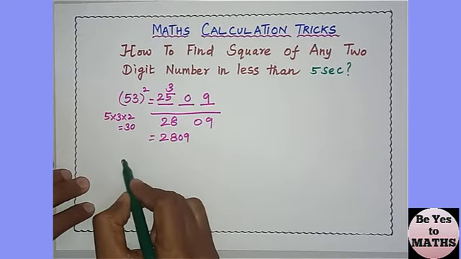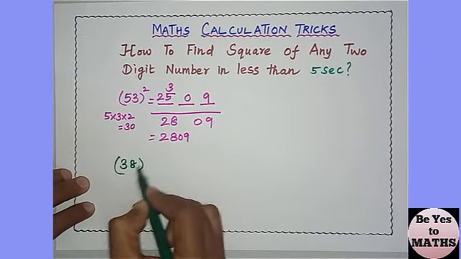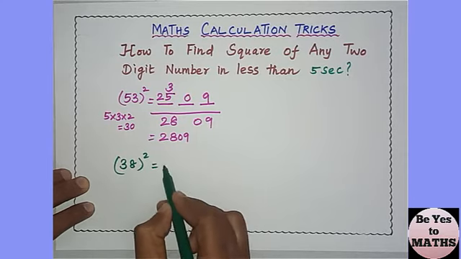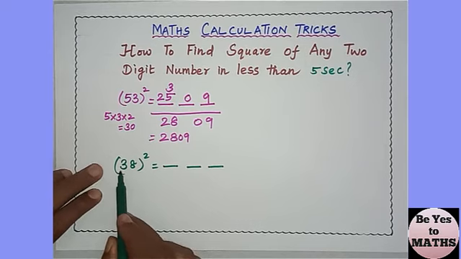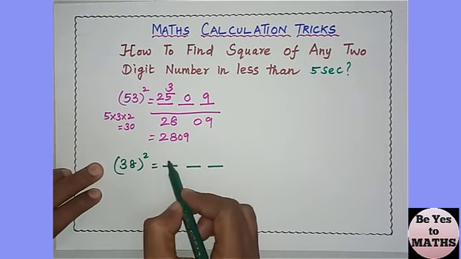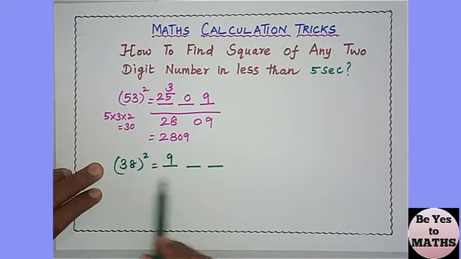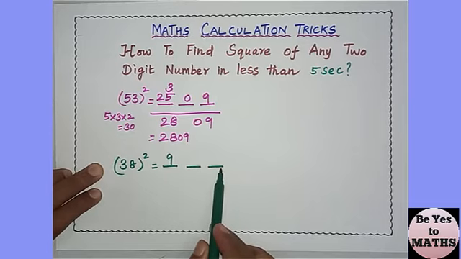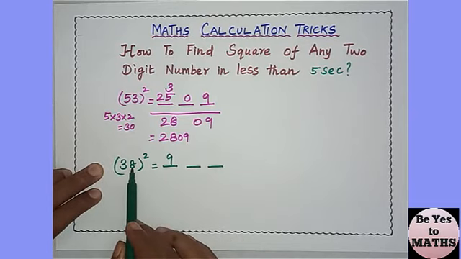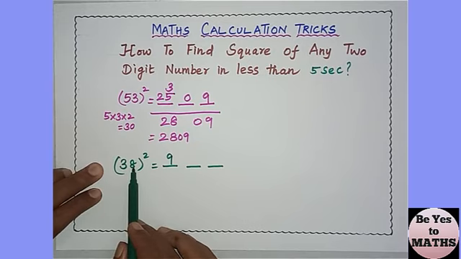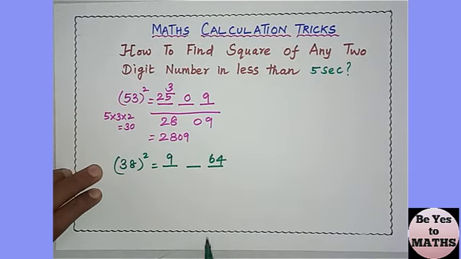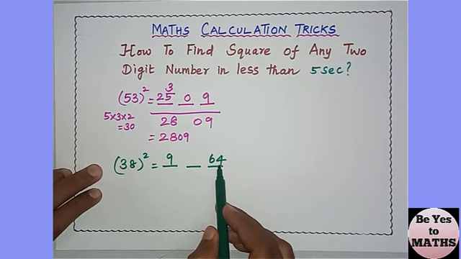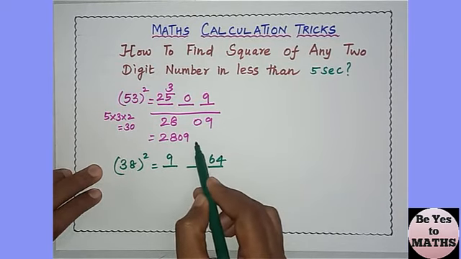38 square. Square of 38. Mark 3 blanks here. For the first blank, square the first digit. 3 square is 9. Leave the second blank, go to the third blank. In the third blank, square of the unit digit. Here we have 8. So 8 square is 64. So we have to write only one digit here. So we'll carry the 6 here.